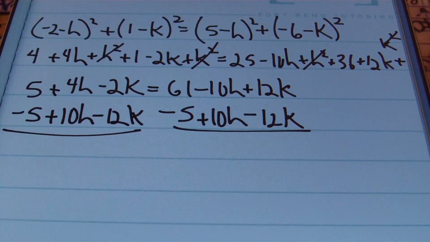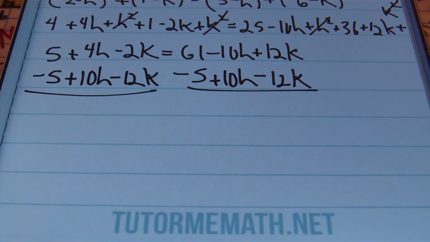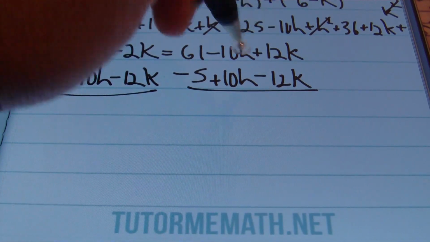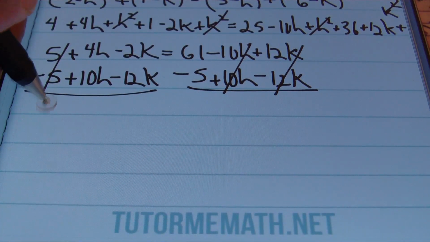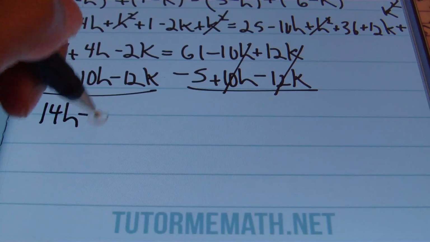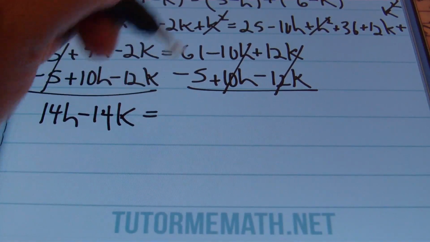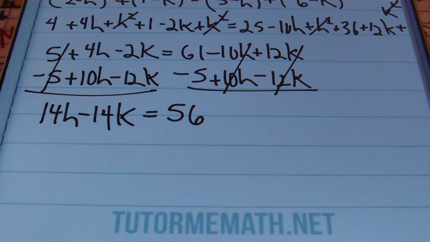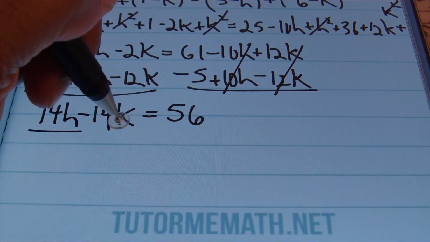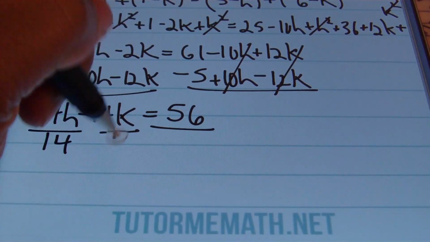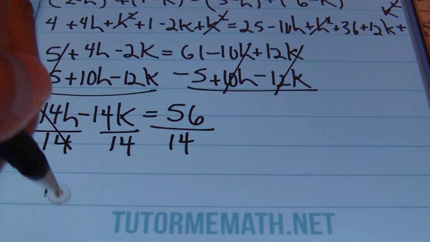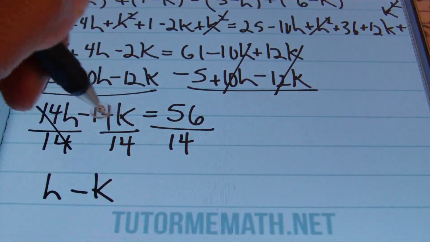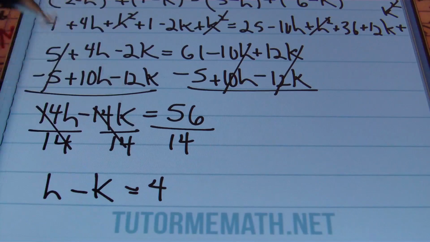Just like that. All right, so what you can expect from this is that your 5s will cancel out on the left side, the 10h's and the k's will cancel out as well, and you'll be bringing down 14h minus 14k, which equals 56. Notice that this equation can be simplified. I think I'm going to go ahead and do that. So I'm going to divide everything by 14, because I like smaller numbers. So we're going to end up reducing this to h minus k equals 4.